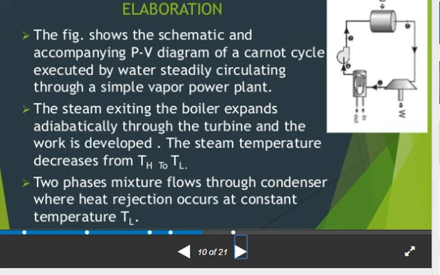This figure shows the schematic and accompanying PV diagram of a Carnot cycle executed by water steadily circulating through a simple vapor power plant. Next, the steam exiting the boiler expands adiabatically through the turbine and work is developed. The steam temperature decreases from TH to TL. Then the two-phase mixture flows through the condenser, where heat rejection occurs at constant temperature TL.